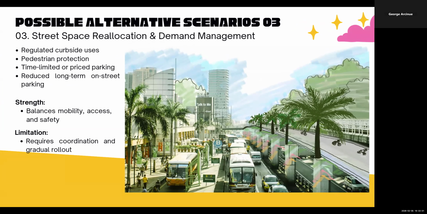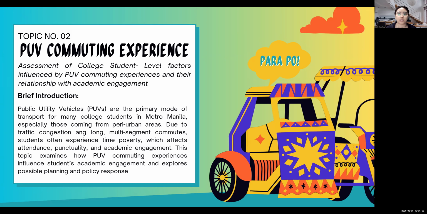PUVs remain the primary transport mode for students in Metro Manila, particularly those from the peri-urban areas such as Rizal province. Daily exposure to long travel times, congestion, and multiple transfers can shape students' behavioral engagement, emotional engagement, of course, and lastly, the cognitive engagement. So this research aims to understand how commuting conditions relate to these three dimensions of academic engagement and to explore possible planning and policy responses. Next slide.